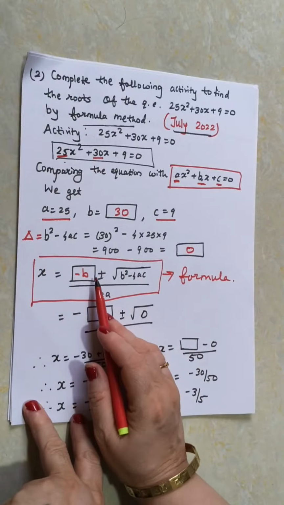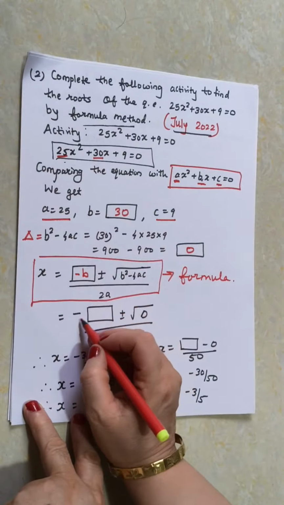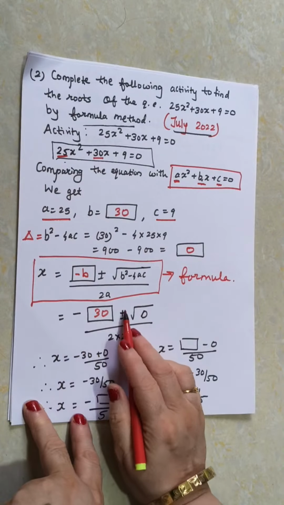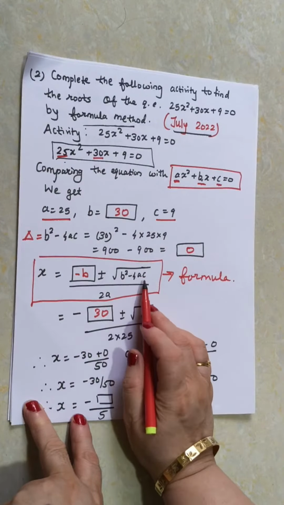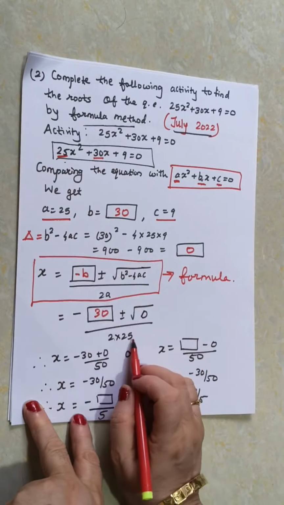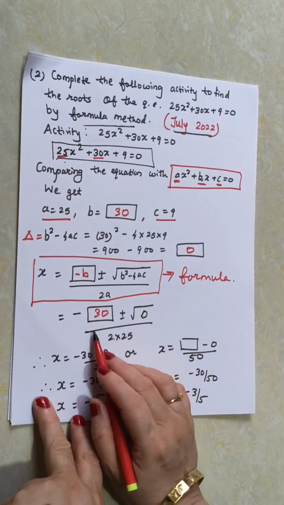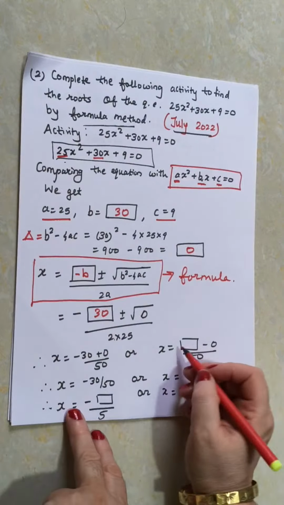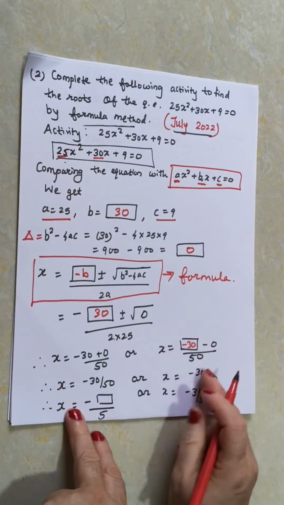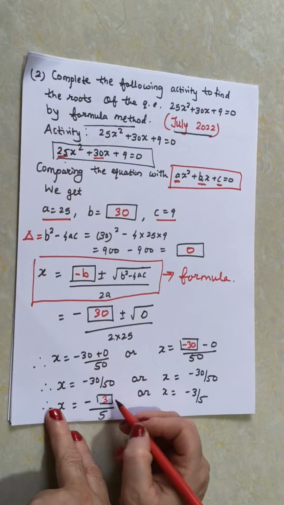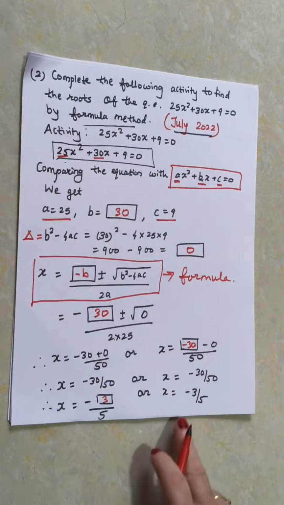So what is my negative b? B is 30. So negative sign is already given. So you have to write here only 30. Plus or minus. What is the answer of b square minus 4ac? It is 0. 2. And what is a? It is 25. So negative 30 upon 50. And here also negative 30 upon 50. So this will be 0, 0 cancel. So negative 3 upon 5. Or negative 3 upon 5.